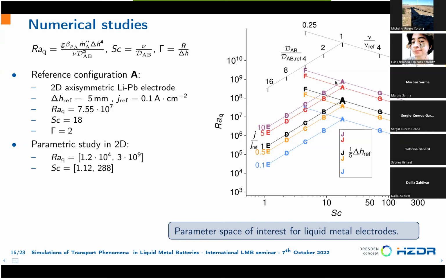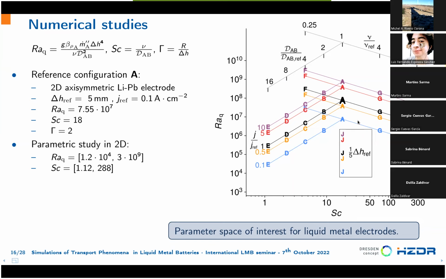Then we change the diffusivity, the viscosity, and the current density in order to do a parametric study. We collect all these different points in the parameter space: flux Rayleigh number, Schmidt number. We also tested a case in which the height is 1/5 of the height of the layer. We assume 5 millimeters for the reference case, and these cases are with 1 millimeter. So very thin layers. This allows us to cover a very wide parameter space that is also useful for other alloys used in liquid metal electrodes.